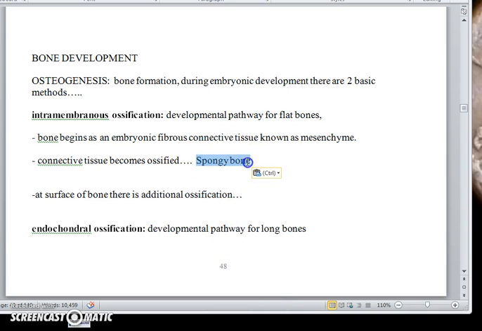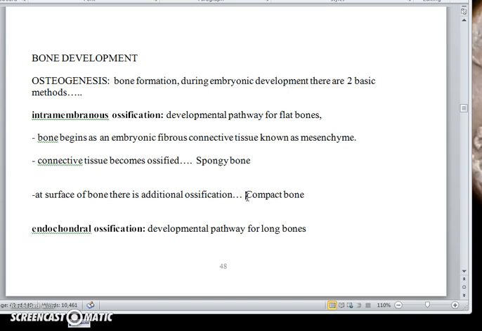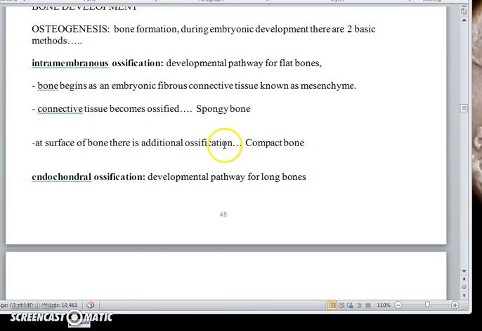spongy bone. So remember we passed the bones around in class last week, and we saw the inside of the bones. It mostly has a spongy looking stuff on the inside, and all those flat bones are spongy on the inside. And on the outside, though, they have that very thin veneer of solid bone. So here it says at surface there is additional ossification. So there's where you want to write this. Remember that stuff's called compact bone. All right, so there's how you make your flat bones.